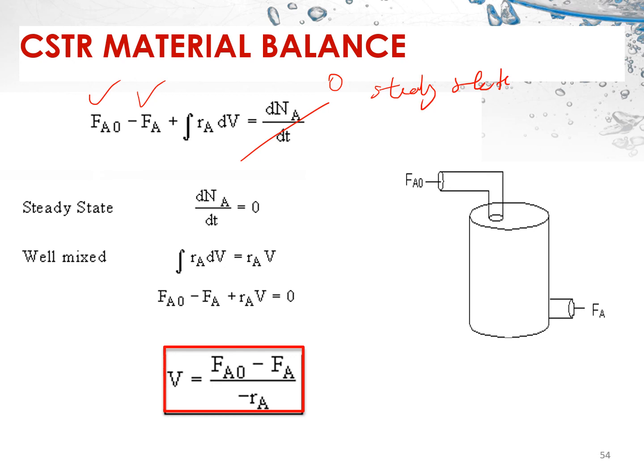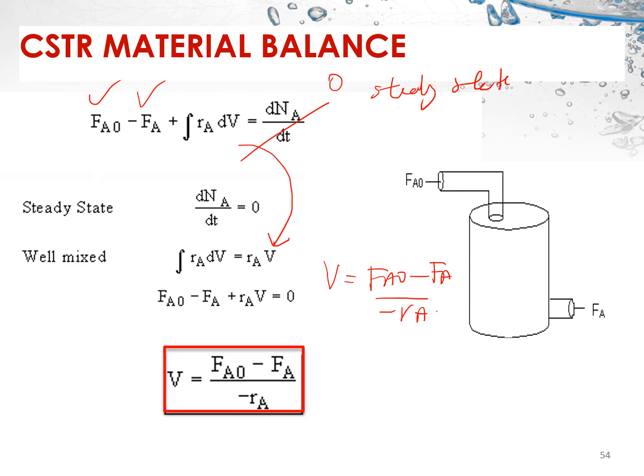So you can have FRAdV as RAV, same as batch, and this one equals 0. Okay, so what remains is FA0 minus FA plus RAV equals 0. So you arrange it in order to get the volume. So V is equal to FA0 minus FA over negative RA.